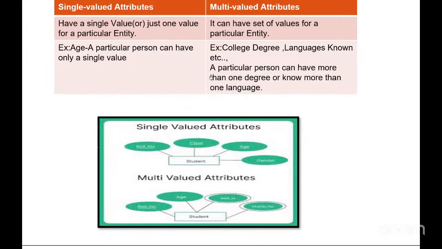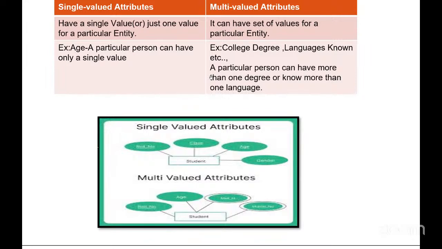A person is having many degrees. A person can have more than 1 degree. That we call multi-valued attributes. The best examples for multi-valued attributes are college degrees and languages known. Is it clear? Yes or no?